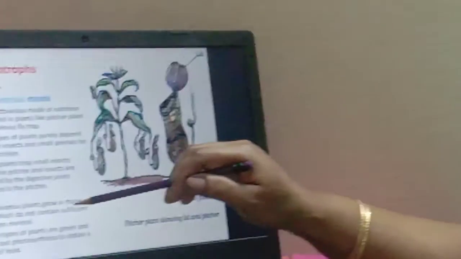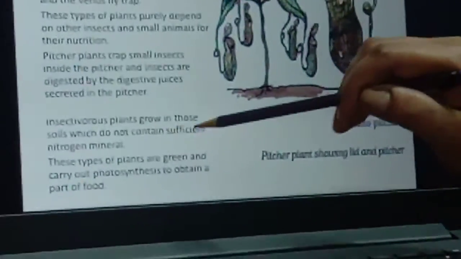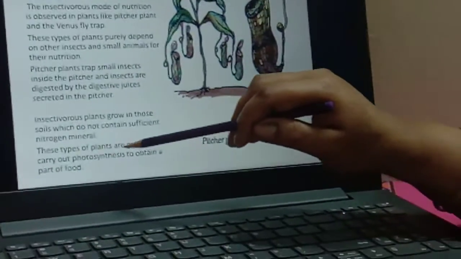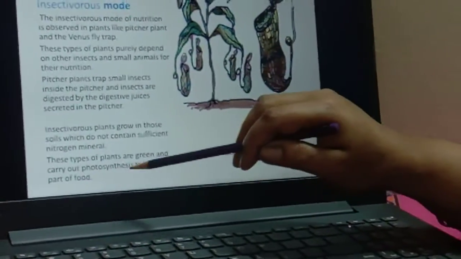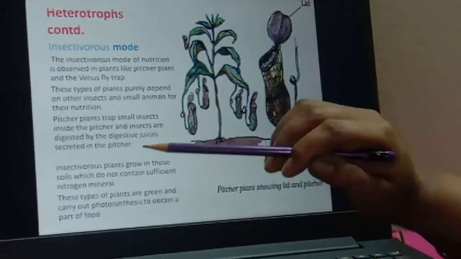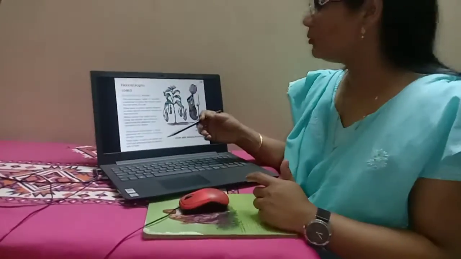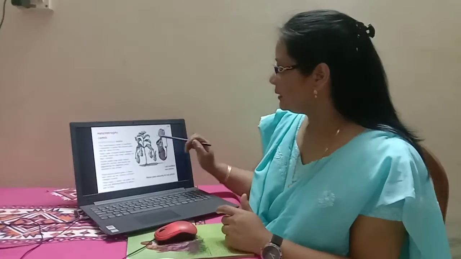Insectivorous plants grow in those soils which do not contain sufficient nitrogen mineral. These types of plants are green and carry out photosynthesis to obtain a part of food. It doesn't mean that insectivorous plants only depend upon the animals. They can prepare their own food also because the leaves are green here.